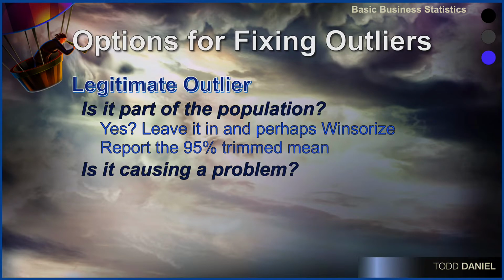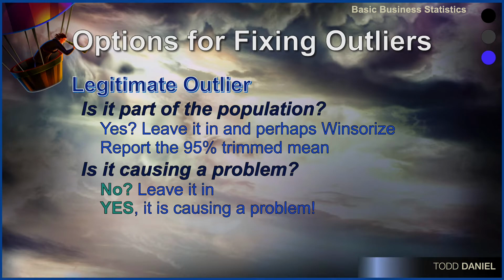Another excellent option is to report the 95% trimmed mean as well as the arithmetic mean. If the data point is not causing a problem as an outlier, you can safely leave it in the data set, especially if this variable is not one that you're going to be analyzing. That person who was over 80 years old will have that age balanced out by the younger people in the data set. On the other hand, if the outlier is causing a problem, we must choose some other alternative.